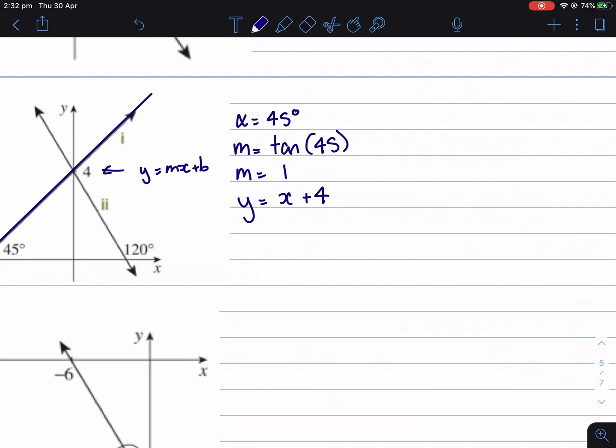Next one, alpha equals 120. M equals tan 120. So that's negative √3. Then we also know the y-intercept, so y equals -√3x plus 4.